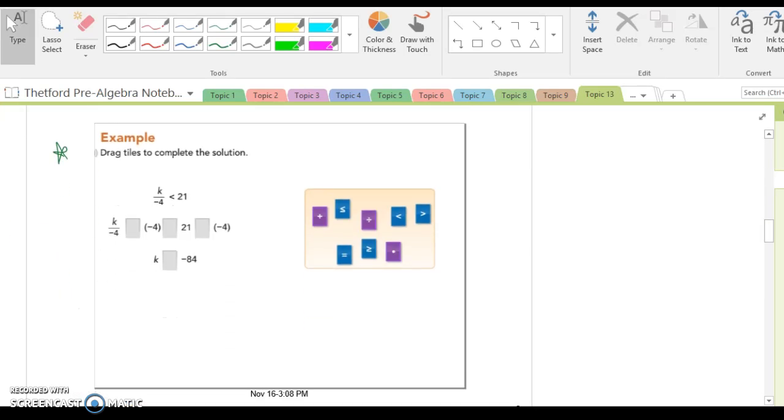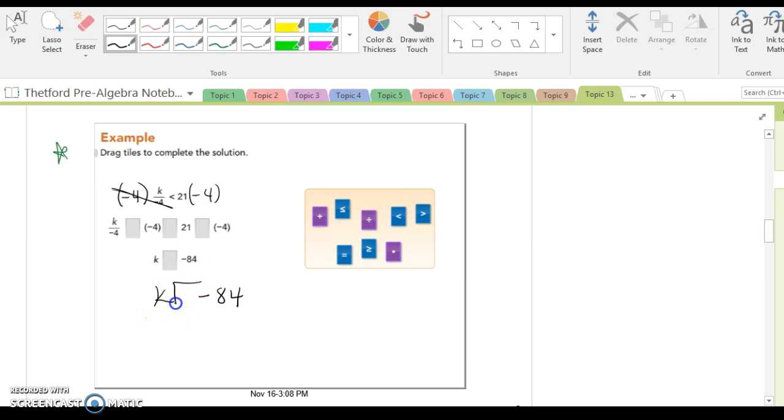All right, so now we're going to look at division. So whenever we see division, it looks like a fraction. And so we know that fractions mean division. So to get rid of it, we're going to multiply by a negative 4 on both sides. So we're going to do the opposite. These cancel. And I'm going to have k, and then we have a negative 84.